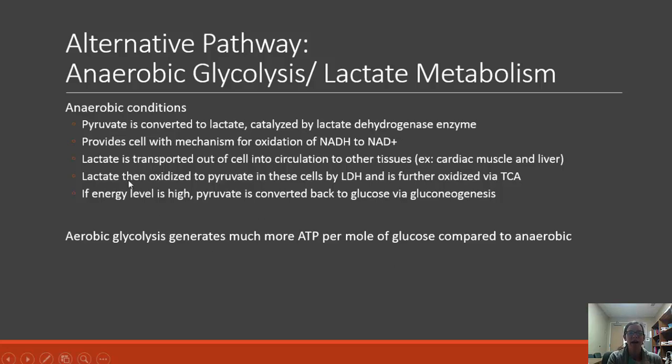So once pyruvate is transformed to lactate, it can actually be oxidized back to pyruvate, and then if we have oxygen at that point, it can go into the TCA cycle. And if energy levels are high, that pyruvate can undergo gluconeogenesis and go back to glucose. So let's break that down for a minute. If energy levels are high, if I have a ton of ATP, then pyruvate's not going to need to break down and make me more ATP, right? We can go back up to gluconeogenesis and put it into glucose form.